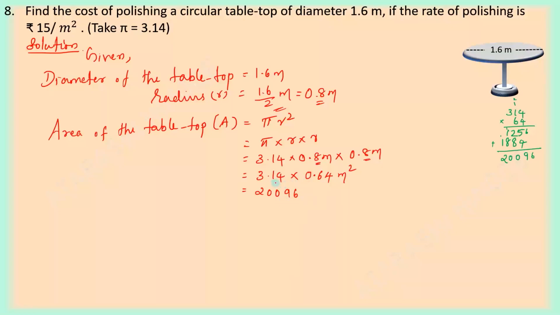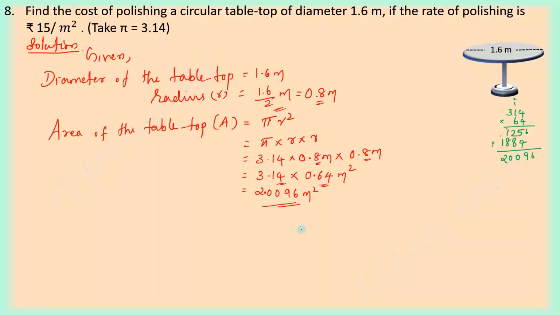Now we have to put the decimals. Since there are 2 digits after the decimal, and here also 2 digits after the decimal. So in total 4 decimal places. That is, from the right move 4 places to the left. 1, 2, 3, 4. That is, put the decimal here. That is 2.0096, that much meter square. This is the area of this tabletop.